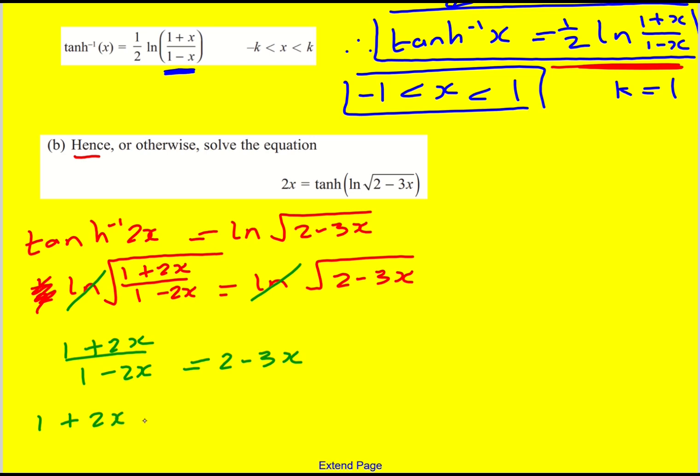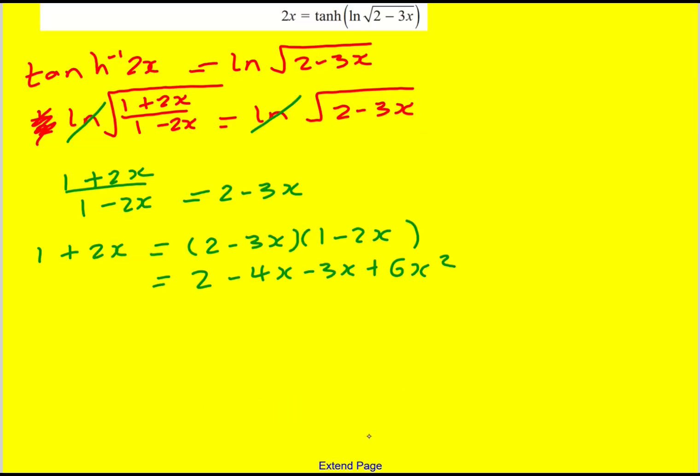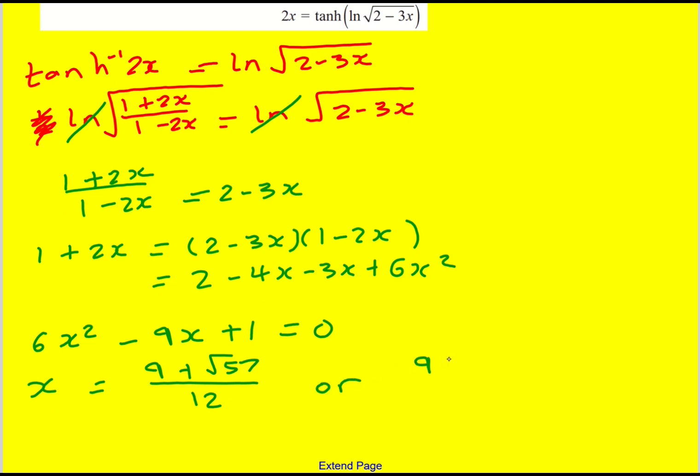Multiply through, so 1 plus 2x equals 2 minus 3x times 1 minus 2x. That's 2 minus 4x minus 3x plus 6x squared. Therefore, 6x squared, that gave me minus 7x, and I'm minusing the 2x: 6x squared minus 9x plus 1 is equal to 0. And just use your calculator for this. We get x equals 9 plus root 57 over 12, or 9 minus root 57 over 12. I think it doesn't ask for exact answers actually, but we'll do it.